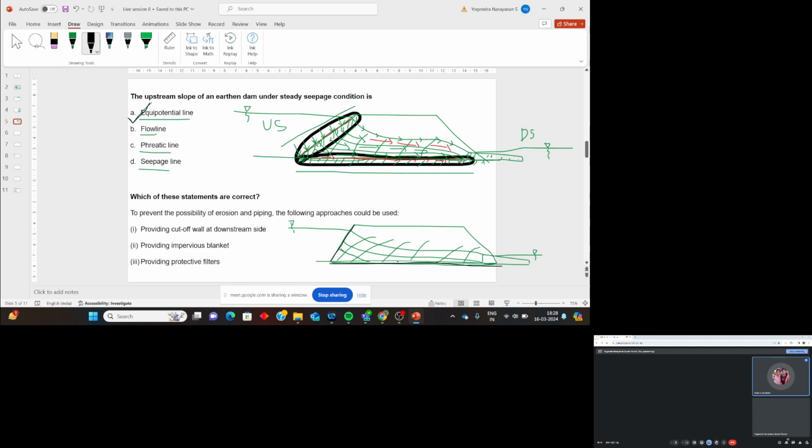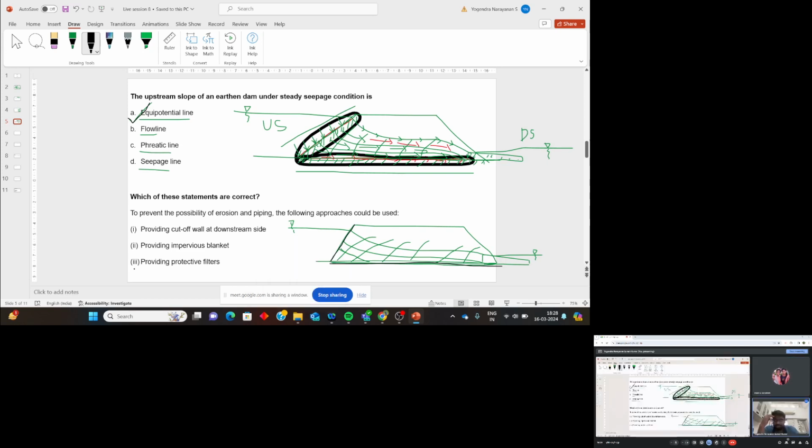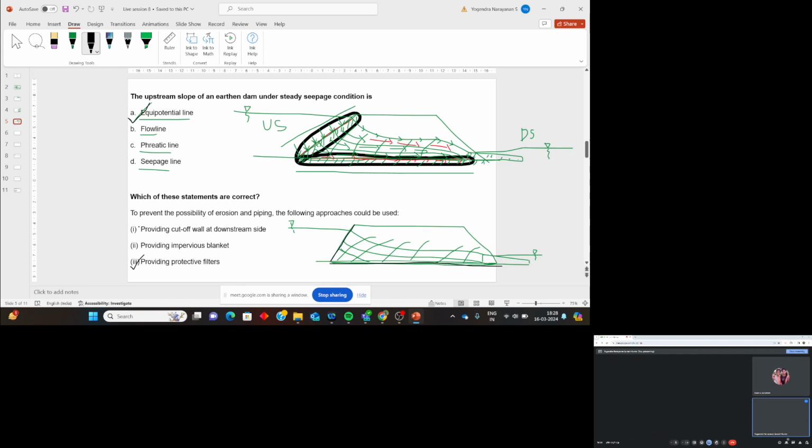Providing an impervious blanket, providing protective filters. Providing protective filters is right. And also providing impervious blankets is also right.